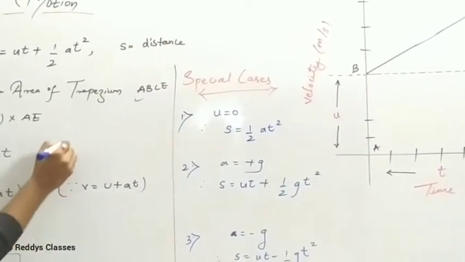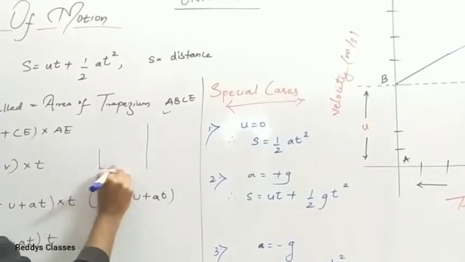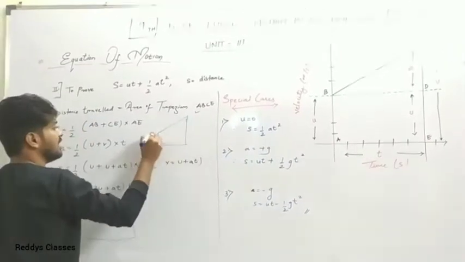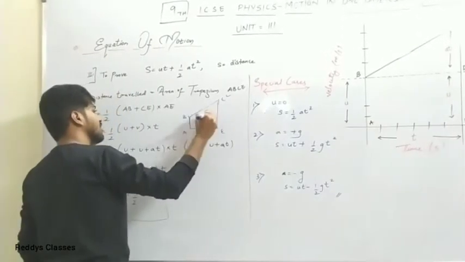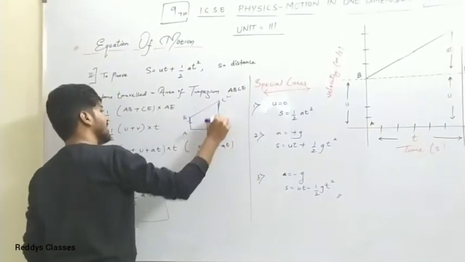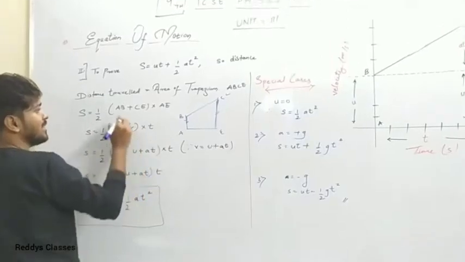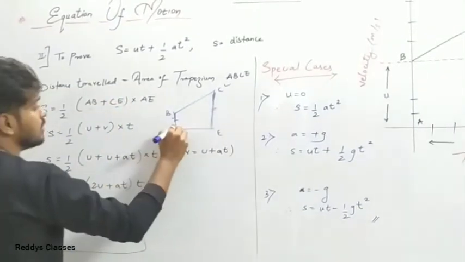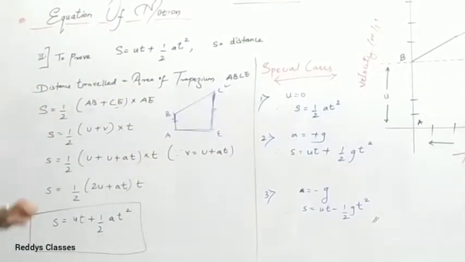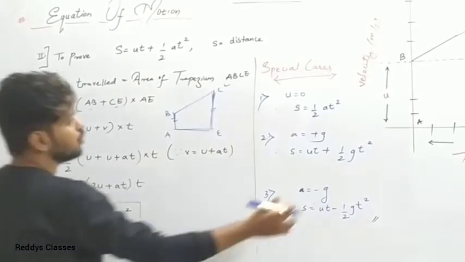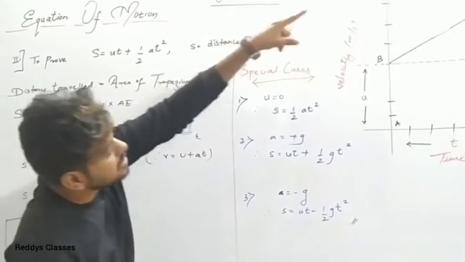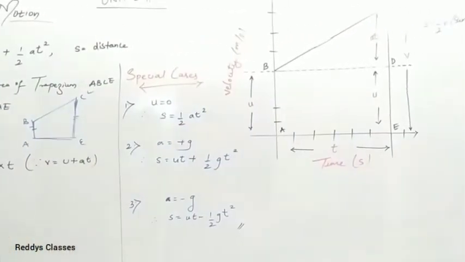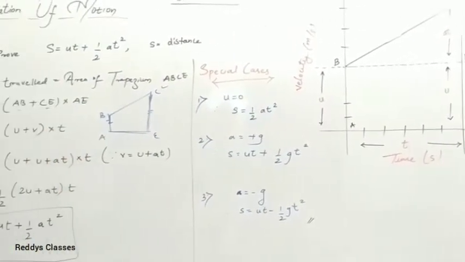Clear? We have these two parallel sides in the graph, A, B and C, E, and we multiply by time. Now as I know, the value for AB is U, plus CE. You can see from C to E is V, and the base is T.